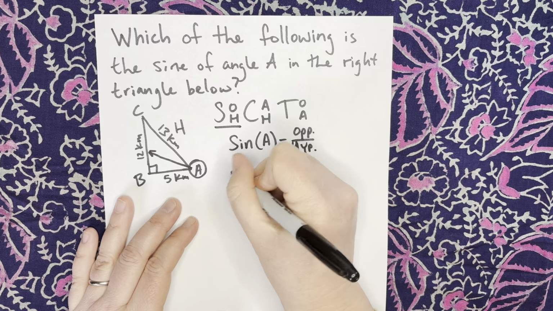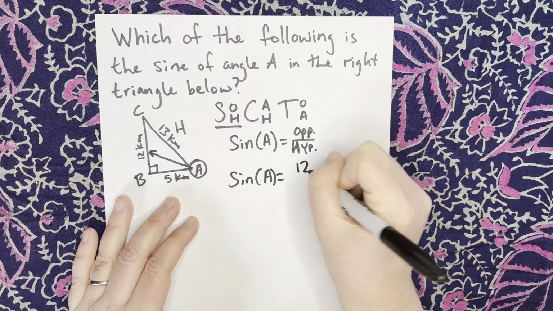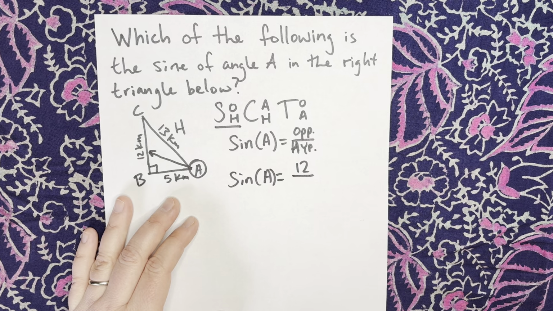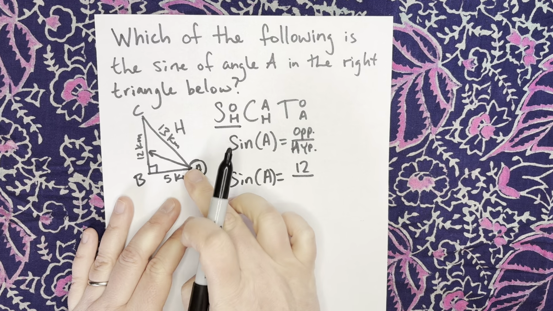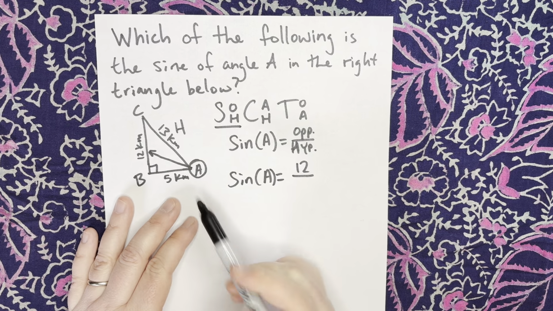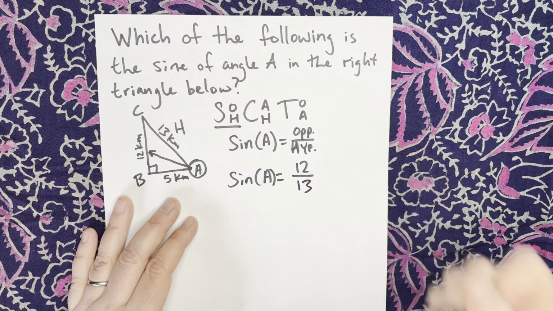So when I do sine of A, that value is 12 divided by the hypotenuse. And we know that for our right triangle, the hypotenuse will always be the longest side that is across from the right angle. So in this case, it's 13. So the sine of A is 12 divided by 13.